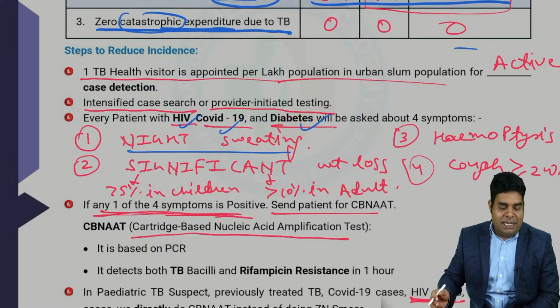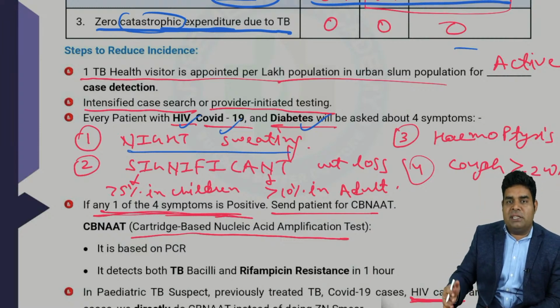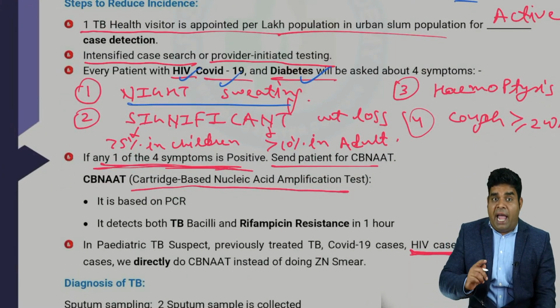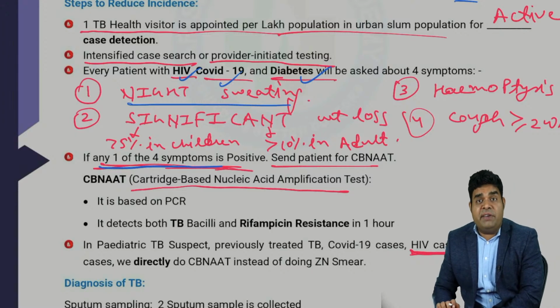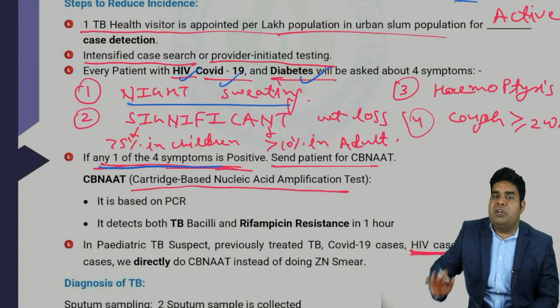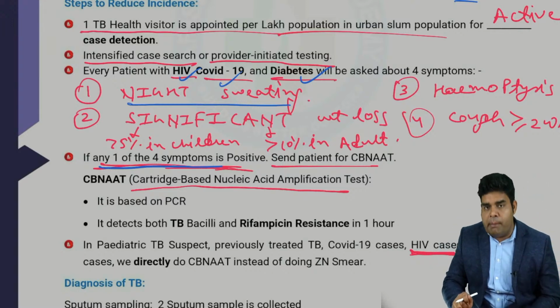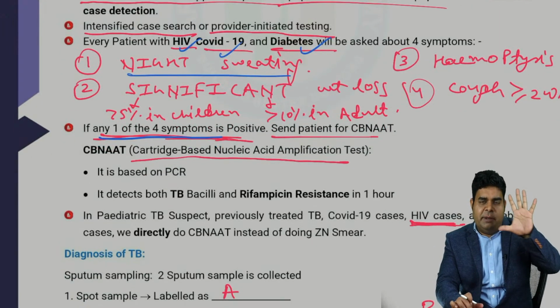More than 5% in children, more than 10% in adults. Third question we ask is, do you have hemoptysis? And fourth, do you have cough for more than or equal to 2 weeks? If the answer to any one of these 4 symptoms is positive, then in HIV, COVID and diabetes, we don't send the patient sample for ZN smear. We directly send it for CBNAAT. Do remember this point, that in 5 groups of people, the first test done is directly CBNAAT, not ZN smear.